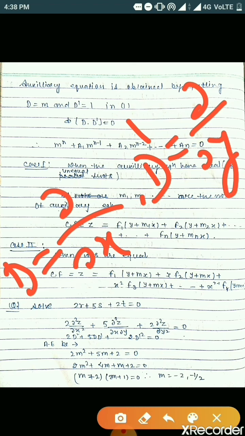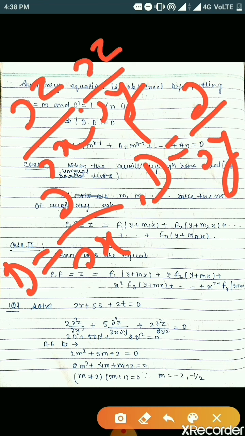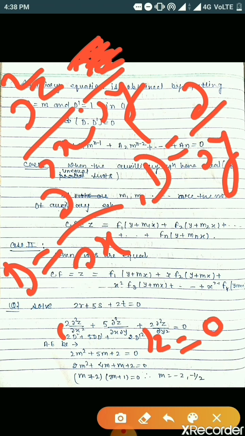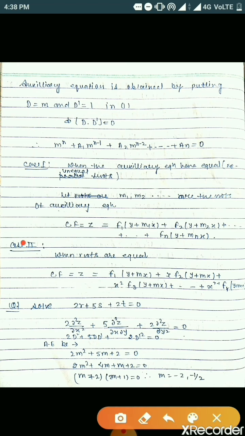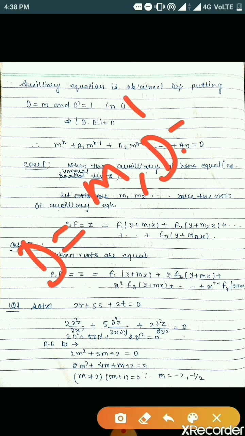So we can write del 2z by del x del y as del z by del x and then del z by del y. But since it is a partial order, we can write it like this, del 2z by del x del y. And that's why we have written here 5D D dash plus 2D dash square, and then z equals 0. So while solving, its auxiliary equation is 2m square plus 5m plus 2 equals 0. Here we have put D equals m and D dash equals 1. So the auxiliary equation is 2m square plus 5m plus 2 equals 0.